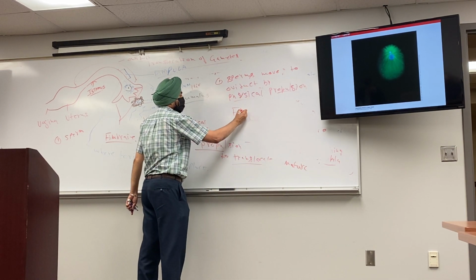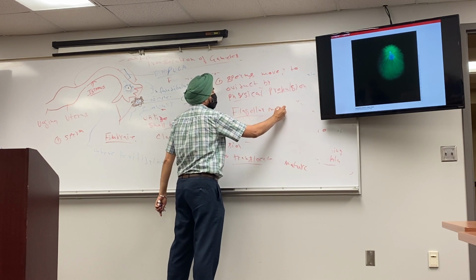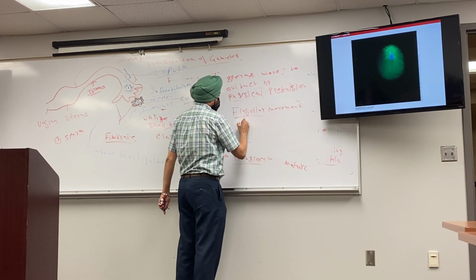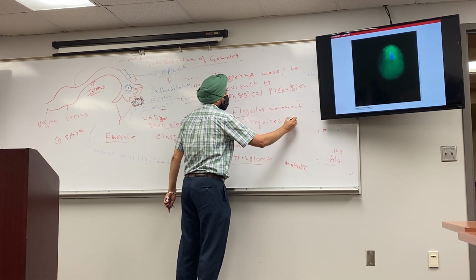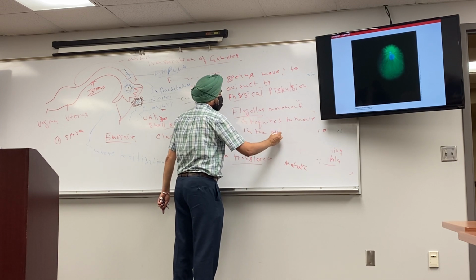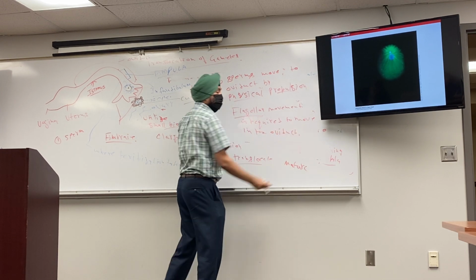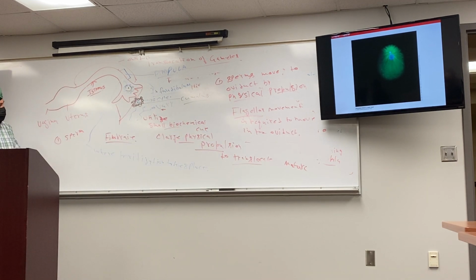So flagellar movement is required to move in the oviduct. Okay, so they need some sort of flagellar movement. Now, then where to go?